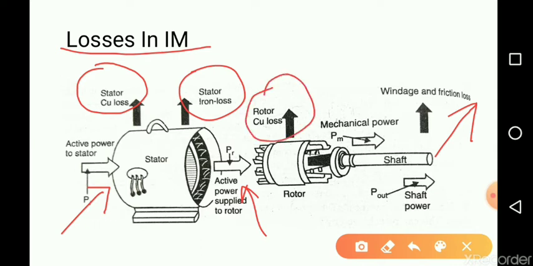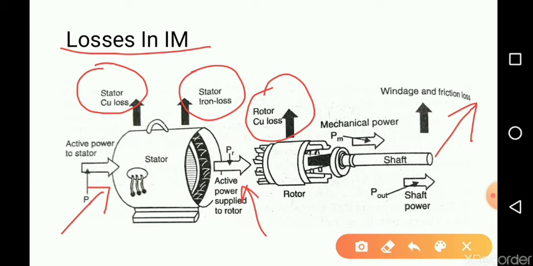Here in this case the rotor iron losses are neglected because these losses depend on the rotor frequency, and as the rotor frequency is very negligible, the rotor iron losses are neglected.